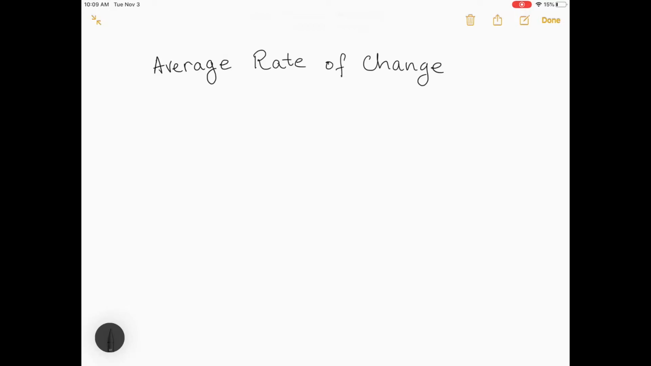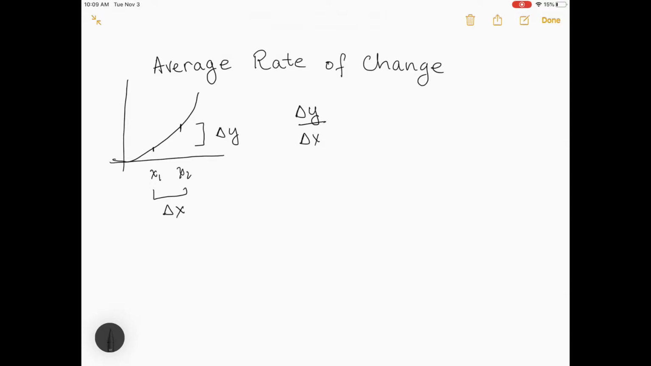Average rate of change tells us how much a function changes on average over an interval. Say, for example, we are given this function, and this point is x1, while this point is x2. Then the average rate of change looks at how much the function changed overall over this interval. Formulaically it can be written as delta y over delta x is equal to f(x2) minus f(x1) divided by x2 minus x1.